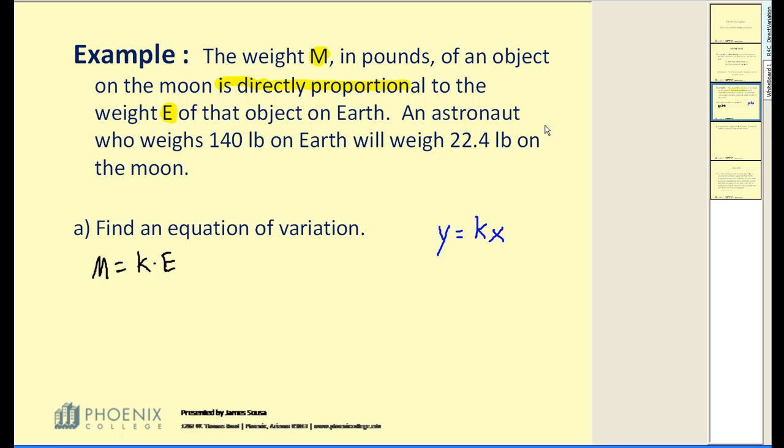An astronaut who weighs 140 pounds on Earth, so when E equals 140 pounds, they'll weigh 22.4 pounds on the moon. M is equal to 22.4. So again, when E is 140, m is 22.4. We can use these values in this equation and find our constant of variation. Let's go ahead and do that.